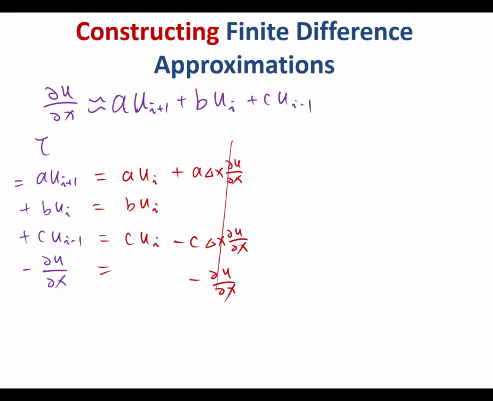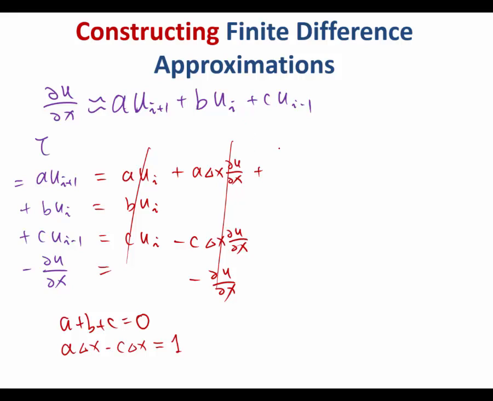And we want to cancel this, of course, and we want to cancel this. To cancel the first equation, we need A plus B plus C equal to 0. To cancel the second equation, we want A delta x minus C delta x equal to 1, right? We have two equations, but we have three variables, so we can go further.